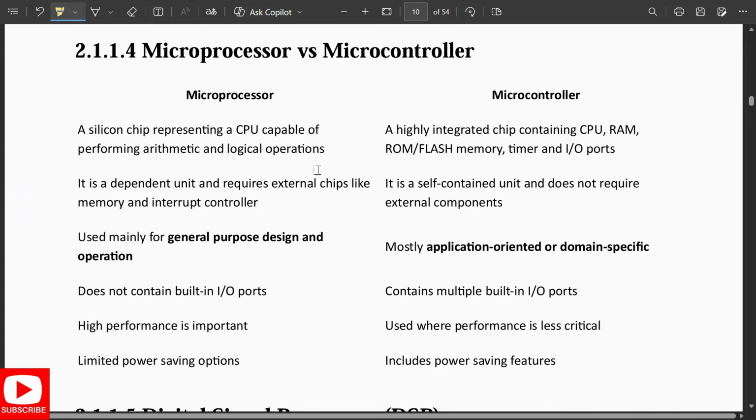Microprocessor is a single silicon chip representing a CPU capable of performing arithmetic and logical operations. Microcontroller is a highly integrated chip containing a CPU, RAM, ROM, timer, and input output ports. A microprocessor is a dependent unit and requires external chips like memory or interrupt controller. A microcontroller is a self-contained unit that does not require any external components. A microprocessor is used for general purpose design and operation. A microcontroller is application oriented or domain specific.